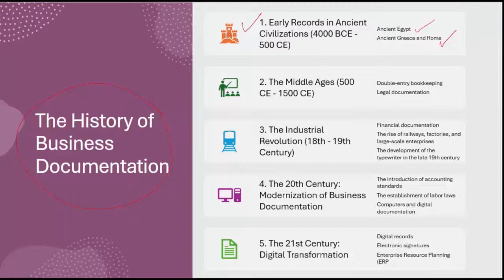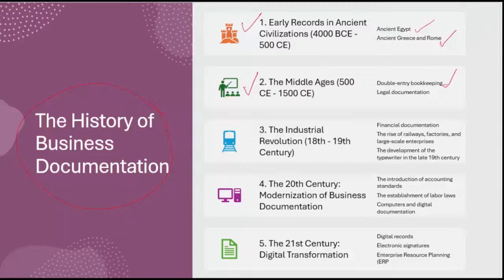2. The Middle Ages, 500 CE to 1500 CE. During the medieval period, the growth of commerce across Europe led to a more widespread use of written business records. As trade routes expanded and banking systems began to develop, merchants needed a reliable way to track debts, credits, and transactions. Double-entry bookkeeping emerged in the late 13th century in Italy, particularly in cities like Venice and Florence.